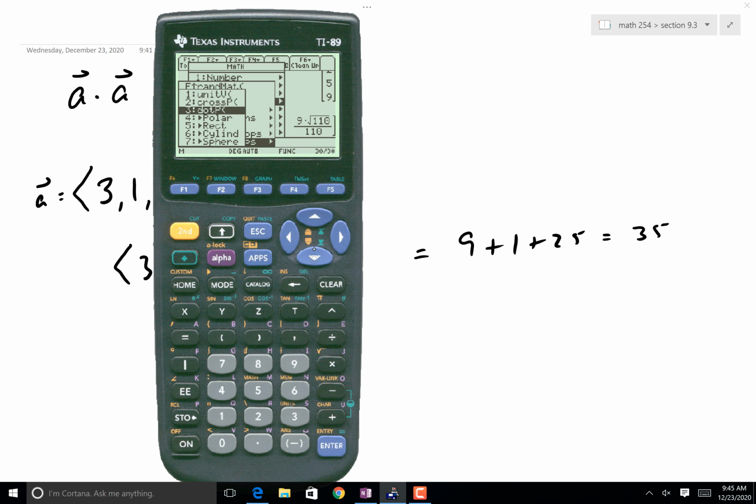Vector ops, and then here's the dot product. Check it out, you can just go A, comma, alpha A, like so, and you will get 110. Of course, that's the magnitude squared. So then, of course, you simply square root that. And yes, you can nest those if you like.